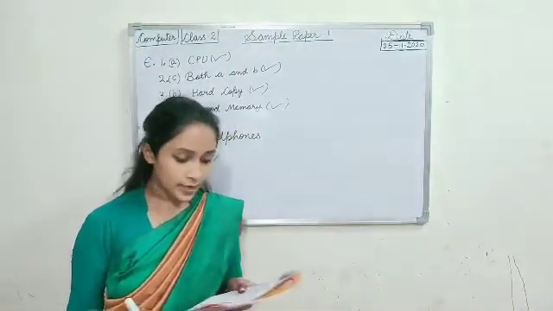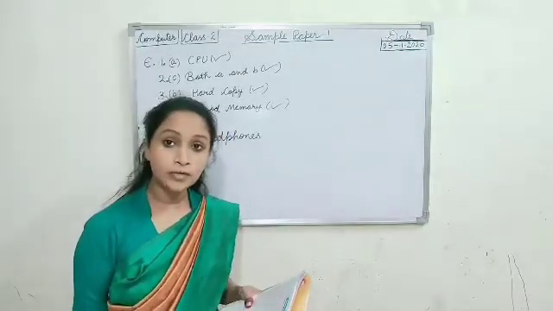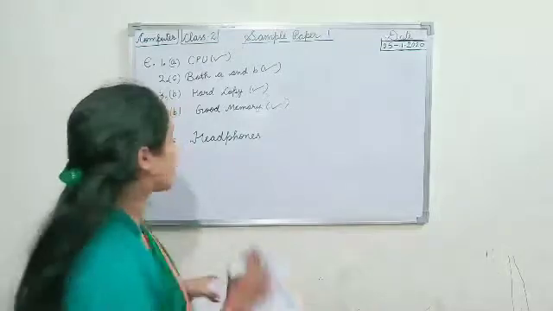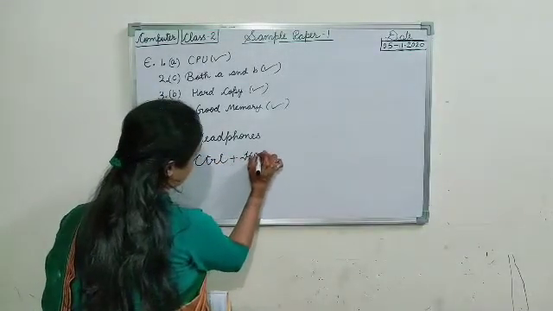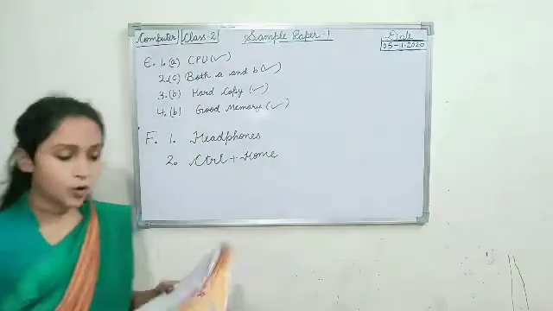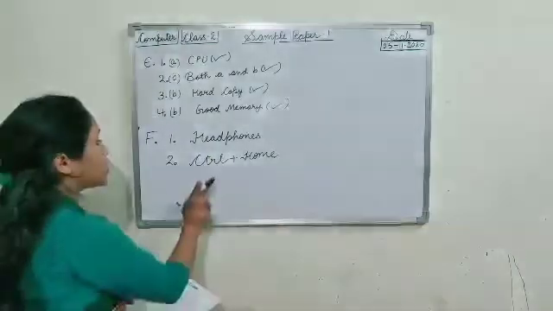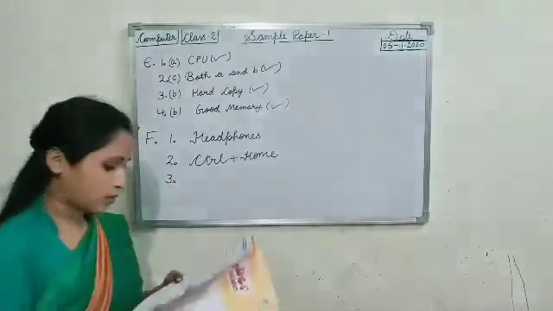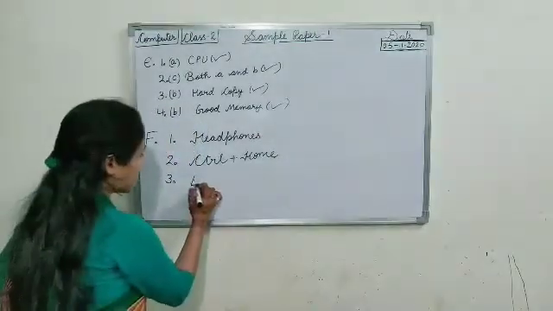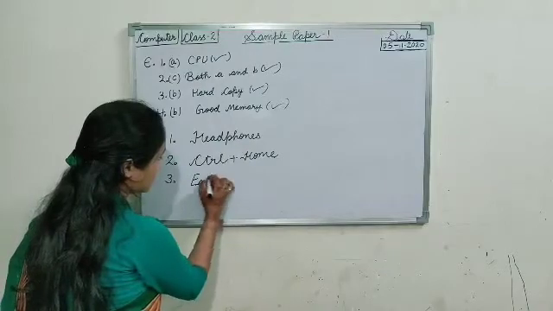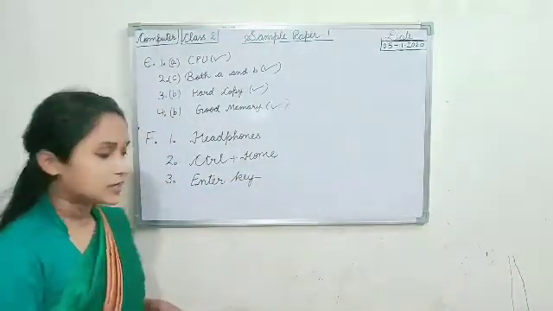Good. Second, which key combination is used to move the cursor to the top of a document? Now we had learned in match the following. Which keys? Control plus Home keys are used to move the cursor to the top of a document. Control plus Home. Okay? Which key brings the cursor to the next line? Enter key. Which key? Enter key brings the cursor to the next line.